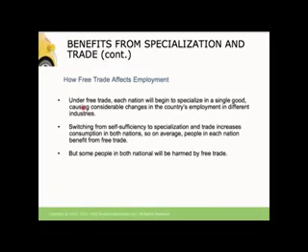Under free trade, each nation will begin to specialize in a single good, causing considerable changes in the country's employment in different industries. Switching from self-sufficiency to specialization increases consumption in both nations. So on average, people in each nation benefit, but some people in both nations will be harmed by free trade if they're not able to move into the new industry.